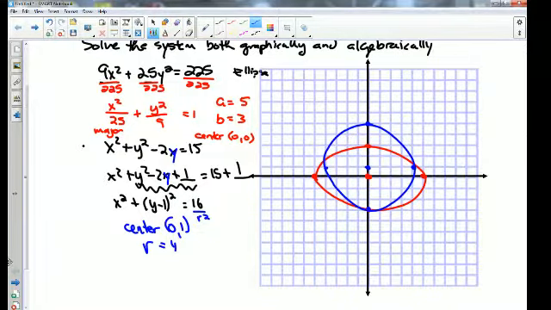Okay. All right, so what are our points of intersection? 0, -3. Right? That's for sure. What about these two?